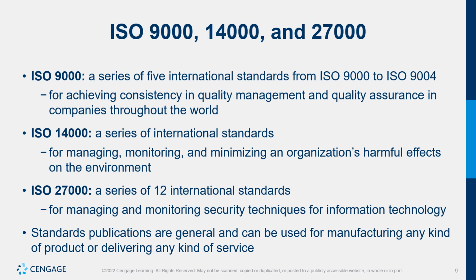ISO 9000 is a series of five international standards, from ISO 9000 to ISO 9004, for achieving consistency in quality management and quality assurance in companies throughout the world. ISO 14000 is a series of international standards for managing, monitoring, and minimizing an organization's harmful effects on the environment. ISO 27000 is a series of 12 international standards for managing and monitoring security techniques for information technologies.